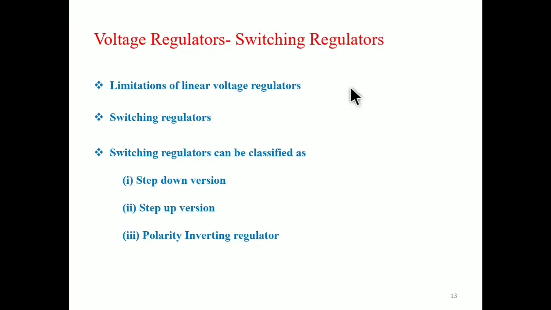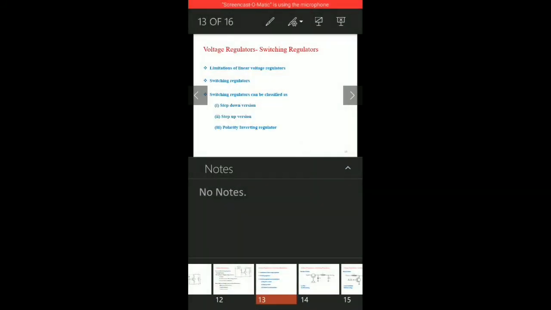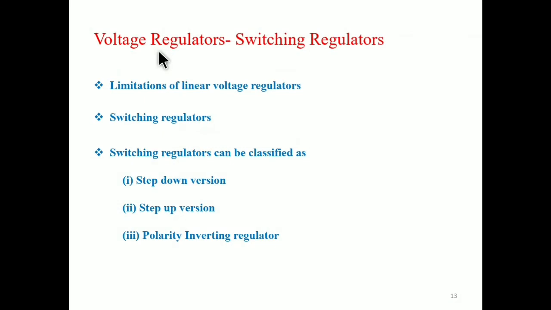Next, let us move on to the switching regulators. Why do we go for the switching regulator? Because there are limitations in linear output voltage regulators. Linear output voltage regulators, that is the series regulator, exhibit about 50% efficiency, and hence the input voltage should be more than the output voltage. If the efficiency is low, part of the power will be dissipated in the series pass transistor, which is always in the active region.